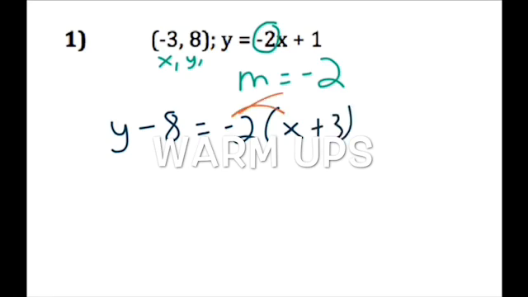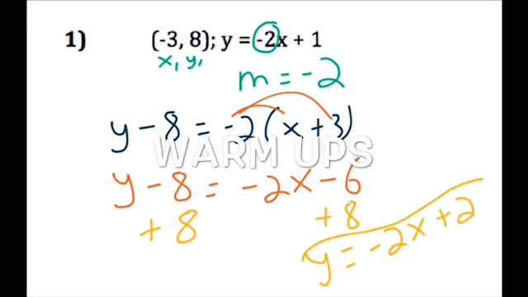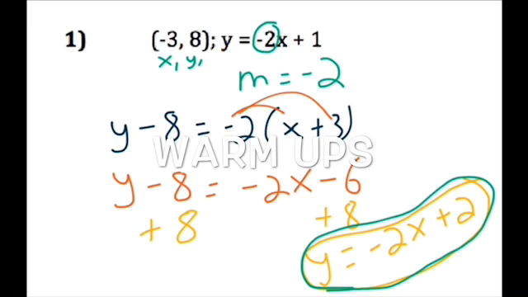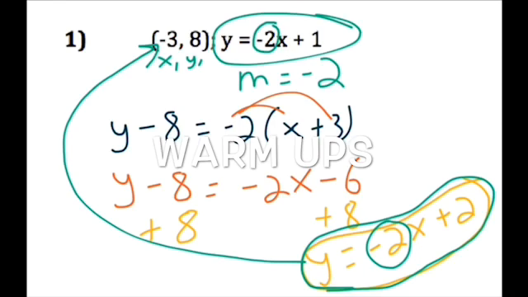Now we're going to distribute our -2 through. Y subtract 8 equals -2x subtract 6. Add 8 to both sides. And we get y equals -2x plus 2. This equation that we just found, its graph is parallel to the graph of this equation because they have the same slope but different y-intercepts, and the line goes through this point on the graph.